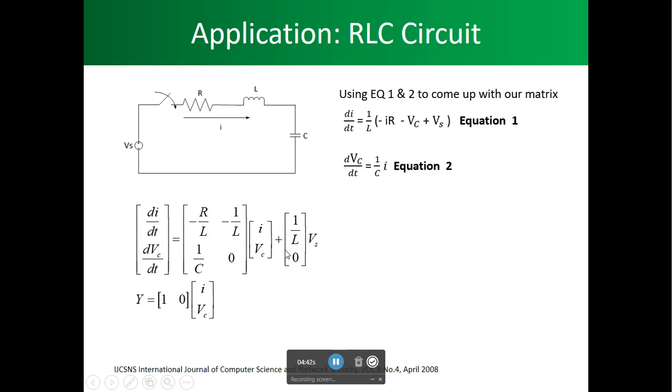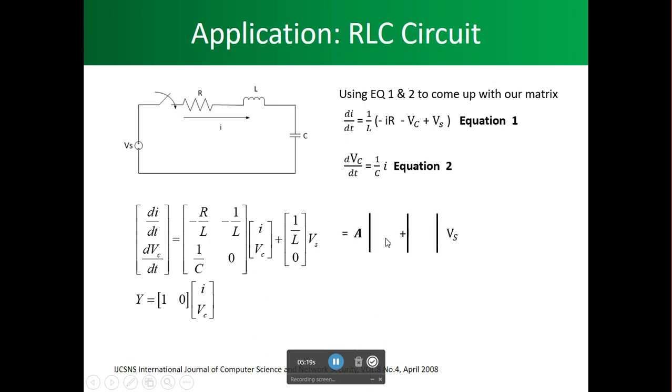Then we have, for our second equation, looking at dv/dt is equal to 1 over C times I, and the other value is 0 for VC here. Plus we have no value for Vs in this equation, so that's also set to 0. So you can look at this as we have our I and our V. Okay?